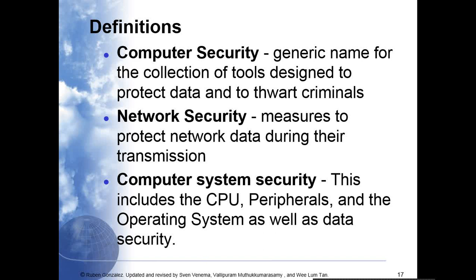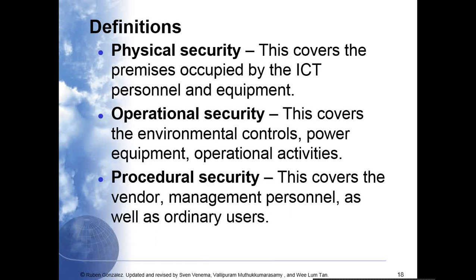So, some definitions of the different kinds of security. Computer security is a generic name for the collection of tools designed to protect data and to thwart criminals. Network security is the measures to protect network data during their transmission. You can see a slightly different version of that. Computer system security includes the CPU, peripherals, and the operating system, as well as the data security. Physical security covers the premises, so actual physical access to the machine.